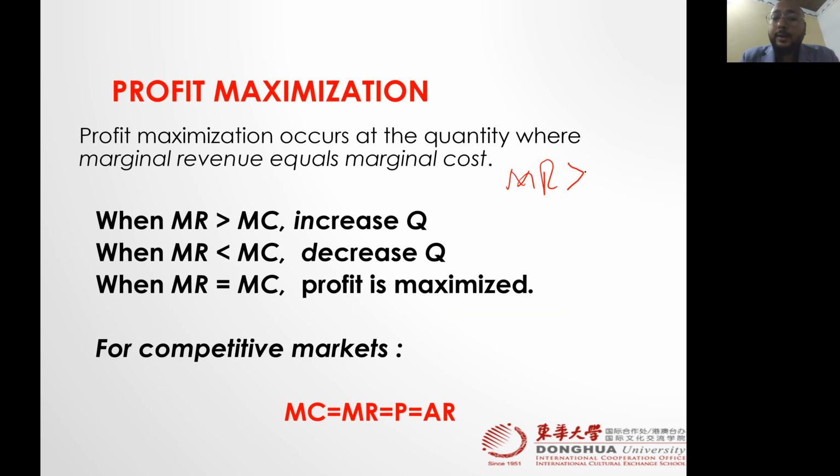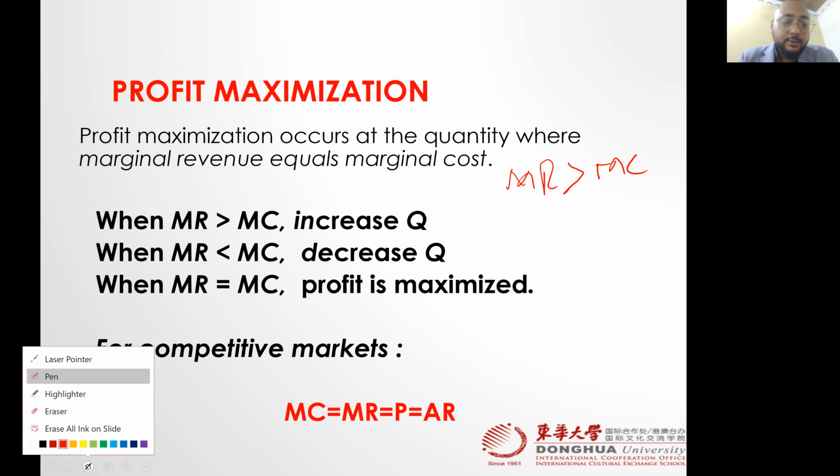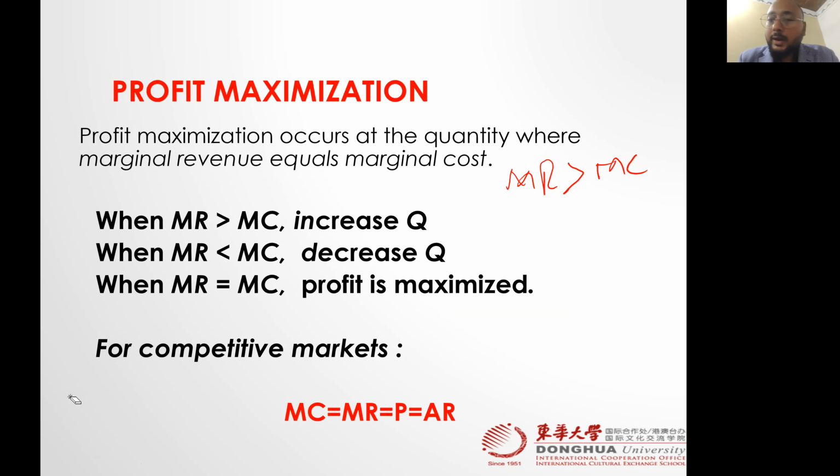MR greater than MC. If you just remove the M here, revenue greater than cost. If you have the condition where MR is greater than MC, just remember that revenue greater than cost means produce more. Simple. That is a hint if you don't understand. Okay? But it's very simple.